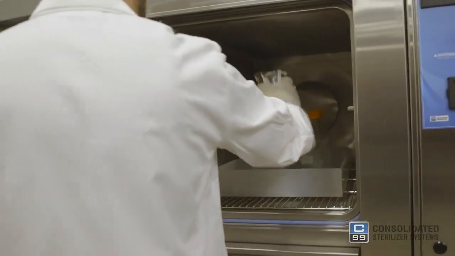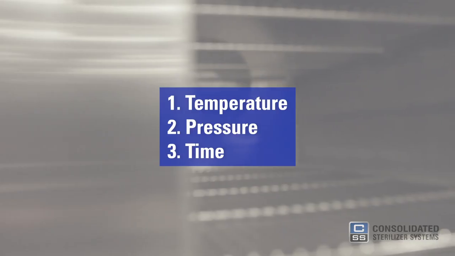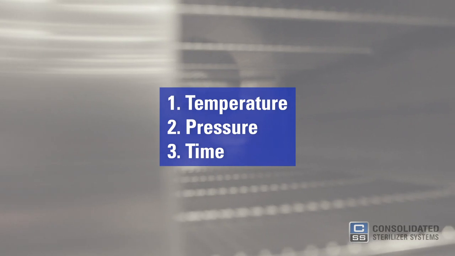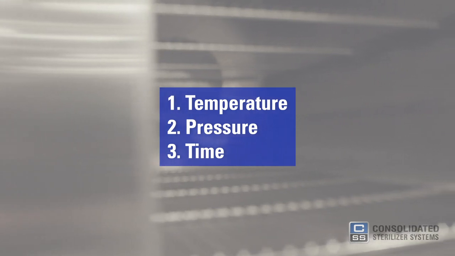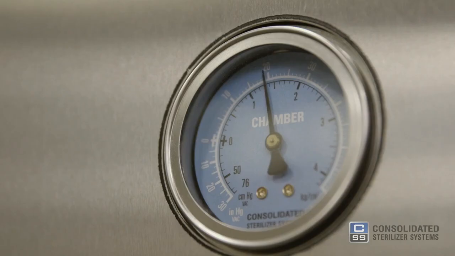In order to kill a cell, you need three things: temperature, or heat, pressure, and time. All three parameters must be met in order for the product to be sterilized. Let's start with temperature. First, you need to raise the temperature to a degree at which the proteins in its cell wall break down and coagulate.